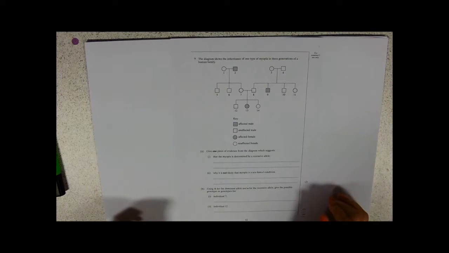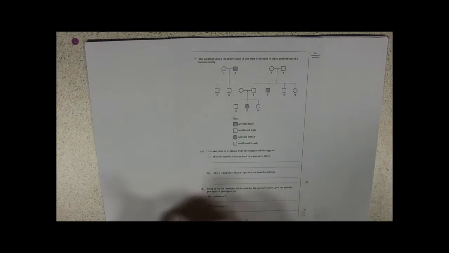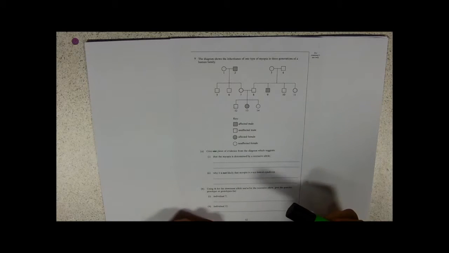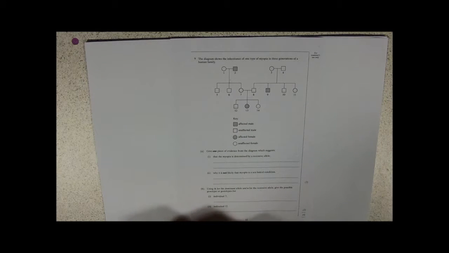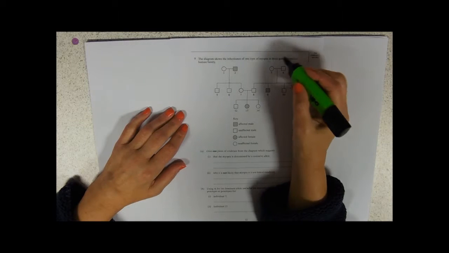So here we go again, and we've got another family tree question, so that's lovely. And automatically when I see a family tree with males and females coloured in, I automatically think, ooh, a sex-linked cross, lovely. So this is inheritance of one type of myopia.